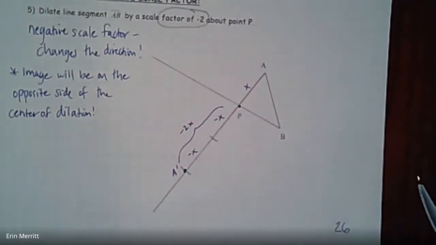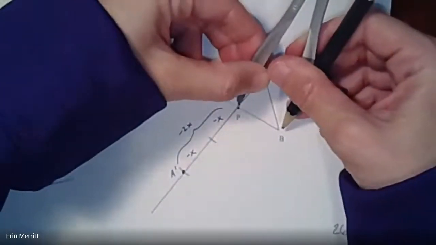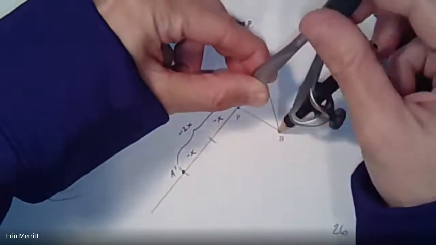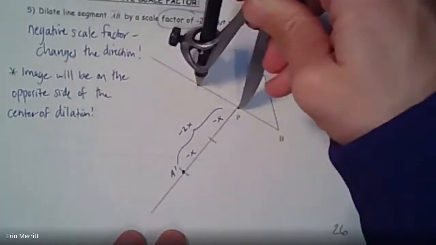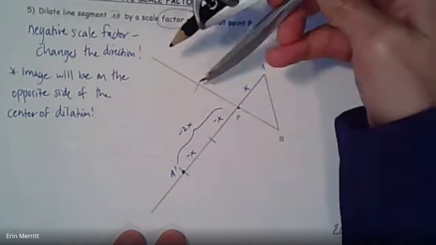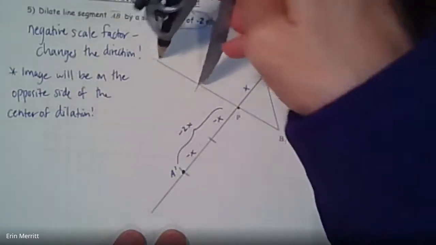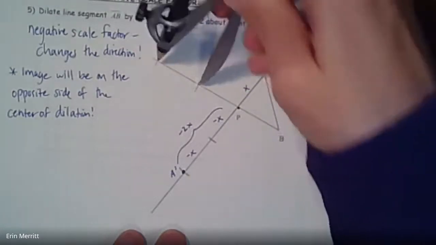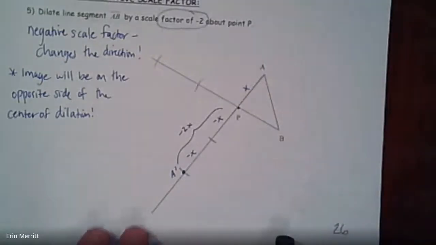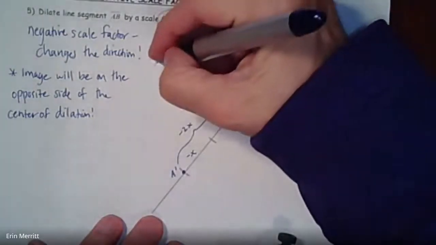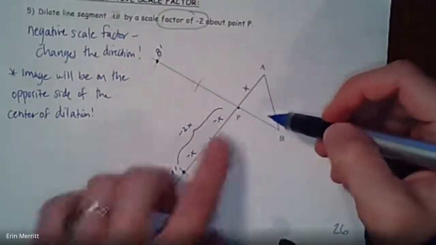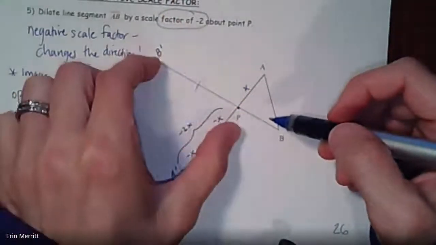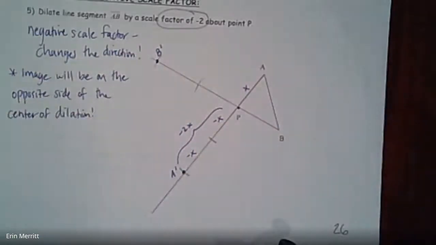And now do the same thing with P to B. Adjust your compass so that it matches that distance, and then swing it around to the other side of point P. Mark that distance, and then do it one more time because I want to go 2 times that length in the opposite direction. So that's going to give me point B prime over here. Keep in mind this little length here is now doubled and on the opposite side of point P.